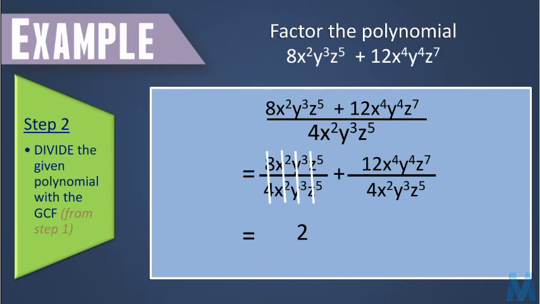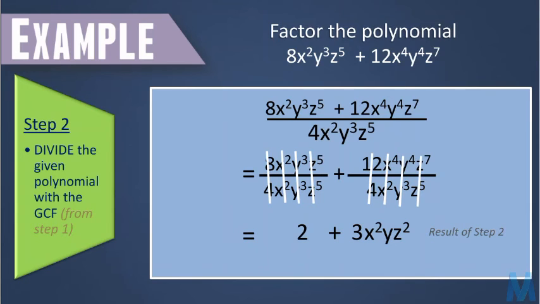For the next term, we have 3. 12 divided by 4 is 3. Then we have x to the 4th divided by x squared, that is x squared. Y to the 4th divided by y cubed, that is y. Z to the 7th divided by z to the 5th power is z squared. Okay? So this is the result of step 2.